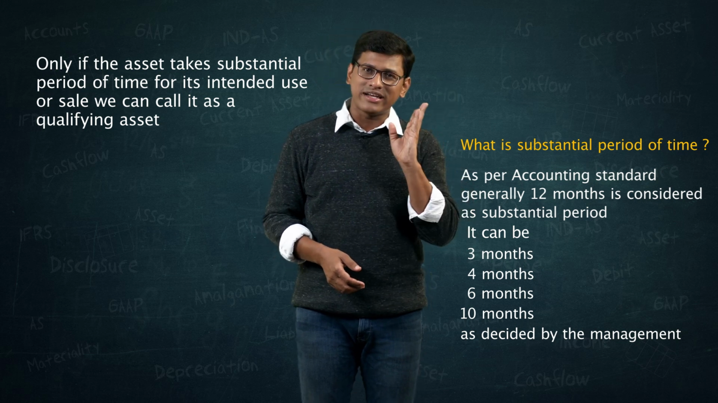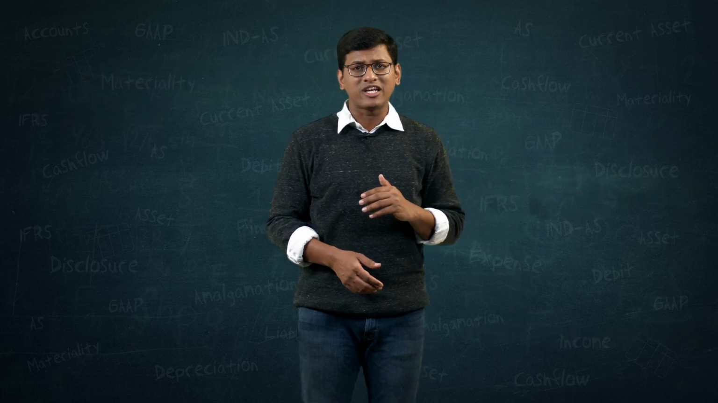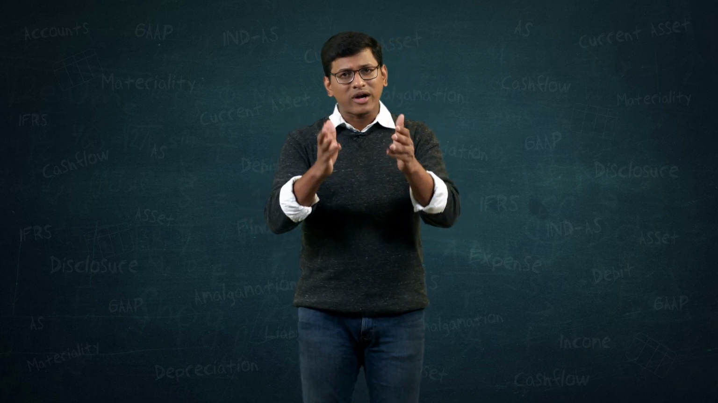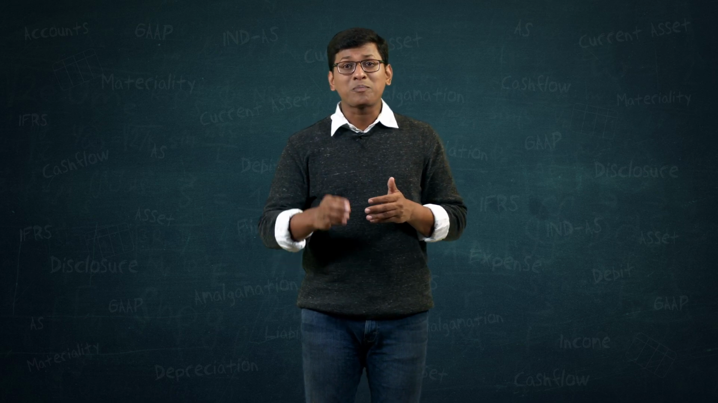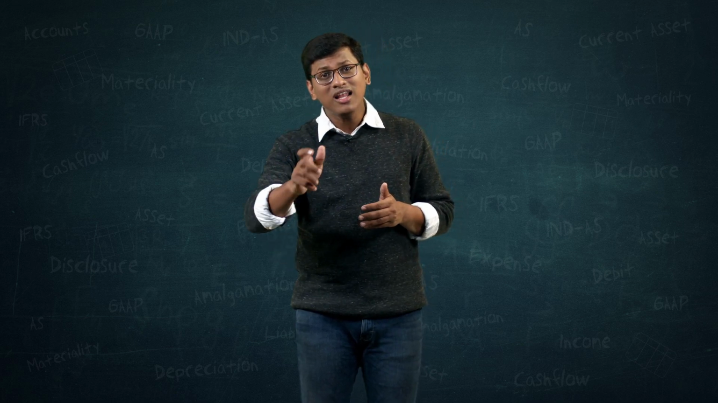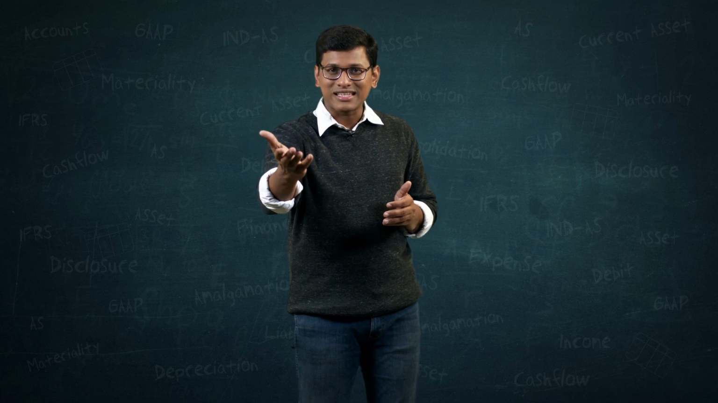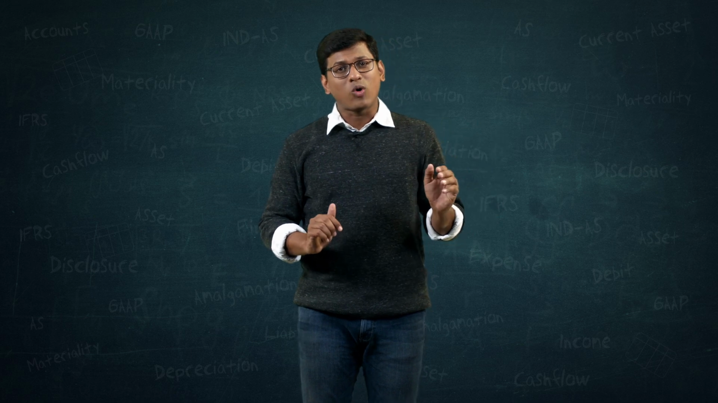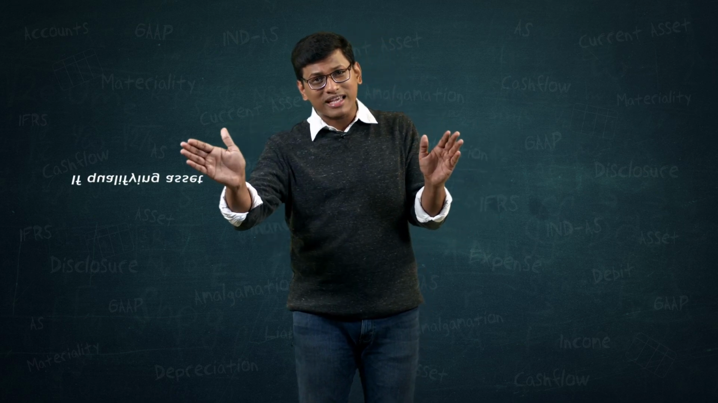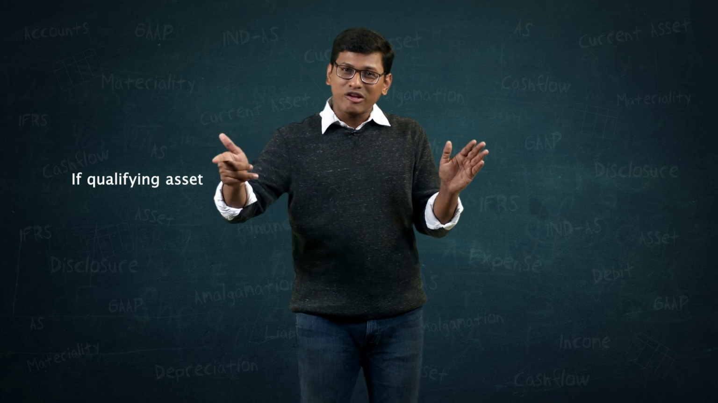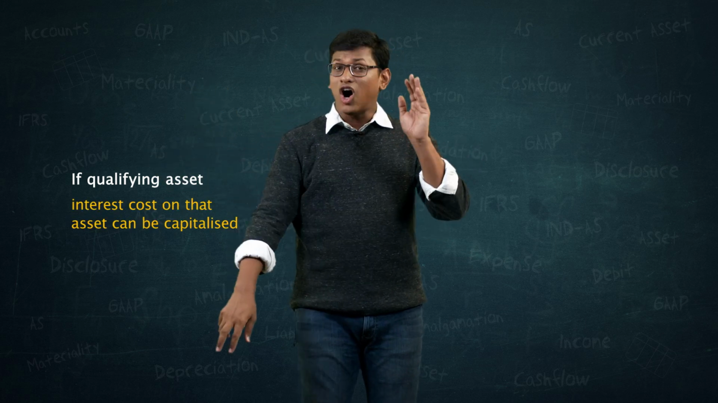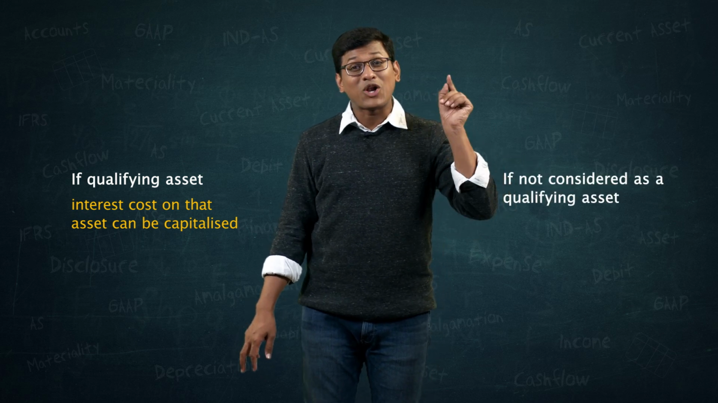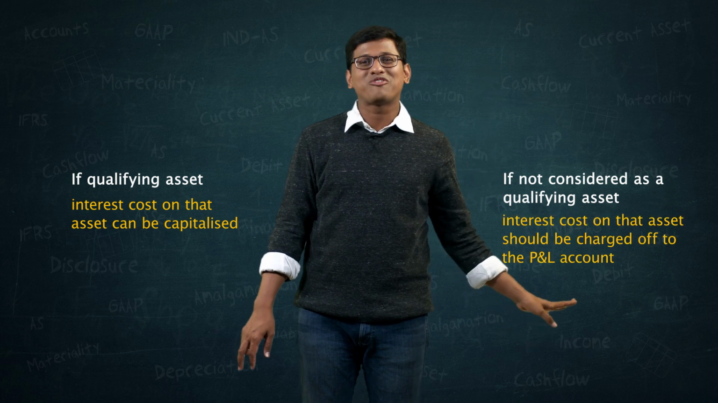So, considering all these points, friends, particularly from your exam point of view, what should you bear in mind? If a question tells you 6 months, 10 months, 1 year, 2 years, whatever, you should write this point clearly. If this period is considered substantial, then we can consider it a qualifying asset. If this period is not considered substantial, then it is not a qualifying asset. If it is a qualifying asset, then the interest cost on it can be debited to the asset account. On the other hand, if it is not a qualifying asset, the interest cost cannot be debited to the asset account and should be charged off to P&L.